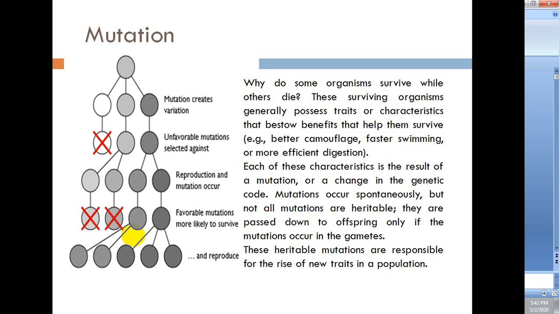Selection. Just as I was telling you, why do some organisms survive while others die? The surviving organisms generally possess certain characters that help in keeping these individuals alive in the changing environmental condition. Each of the characteristics is a result of a mutation or a change of genetic code. These heritable mutations are responsible for the rise of new traits in a population.